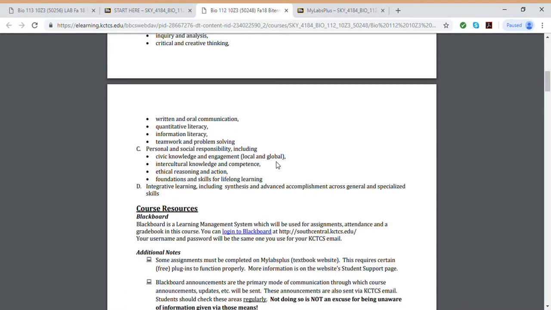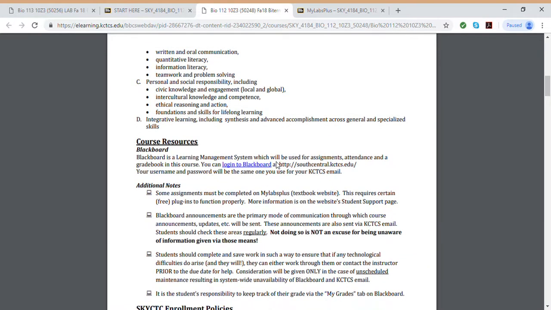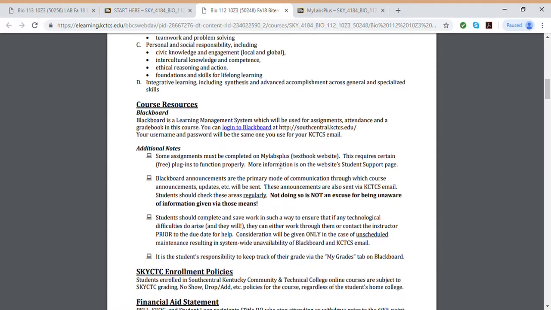There's not a proctored exam for this course. Don't everybody rejoice at once. But we will have a comprehensive final, and it will be essay format.